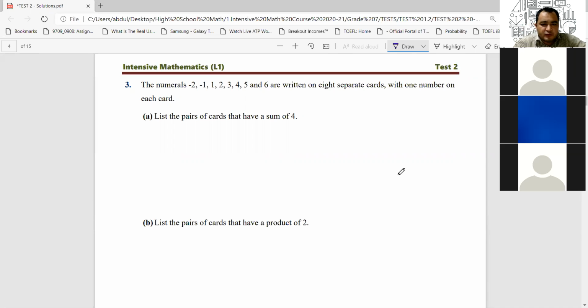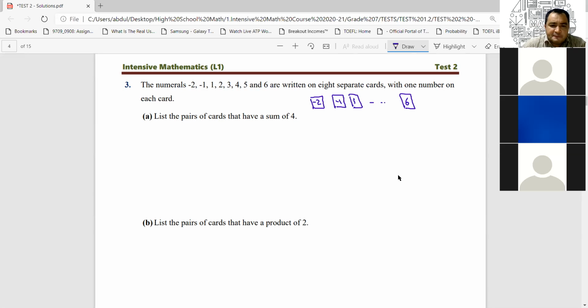Okay, Ibrahim, let's stop and do this. As you see here, we are given these 8 numbers, and we have written them on 8 cards. Let me show a few of them. On the first card we wrote -2, the second one -1, the third one is 1, and so on, and the last one is 6, right? The first question says to list the pairs of cards that have a sum of 4.